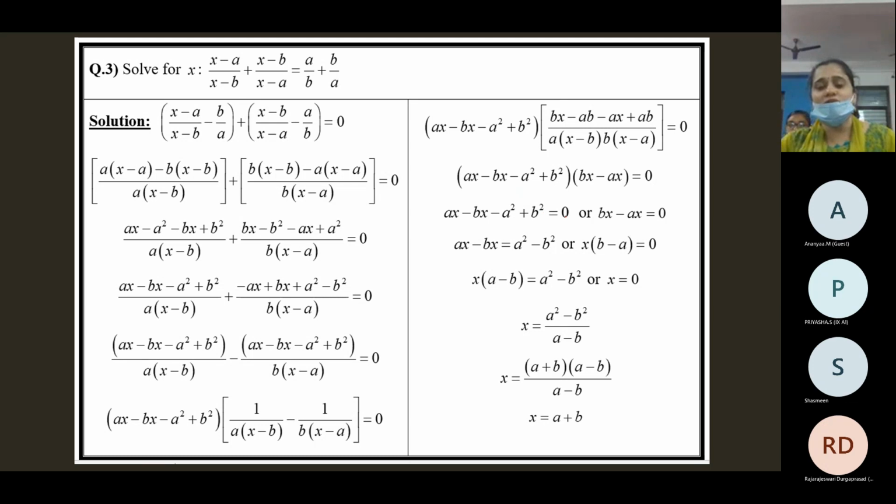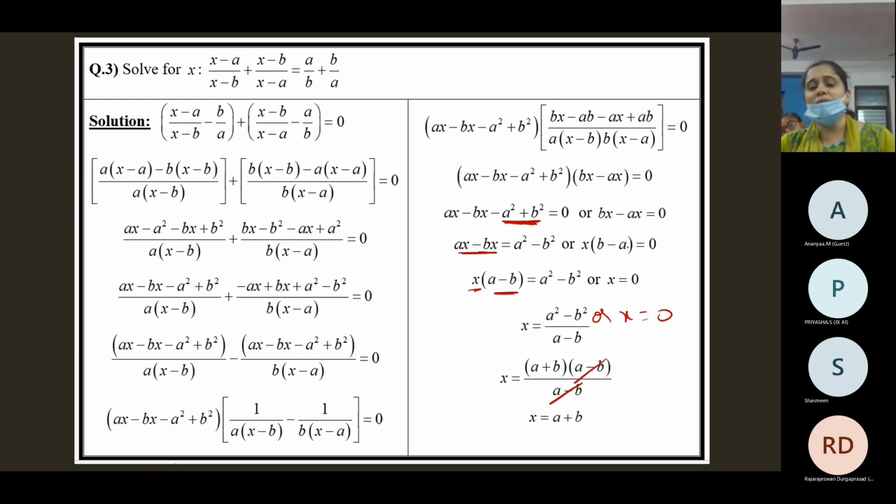So when you equate it to 0, first here you'll have to transpose these two terms. Here nothing to transpose. Then take out x common here also. x into (a minus b) is equal to a square minus b square. So x is equal to (a square minus b square) by (a minus b), which is nothing but (a plus b) into (a minus b) by (a minus b), which gets cancelled. x is equal to a plus b, or x is equal to 0.